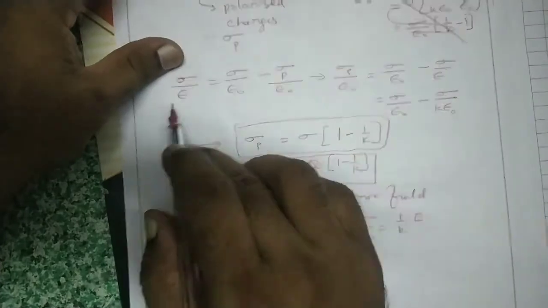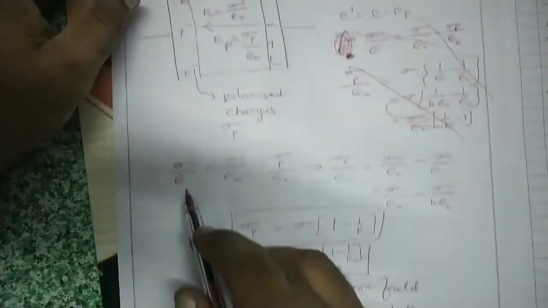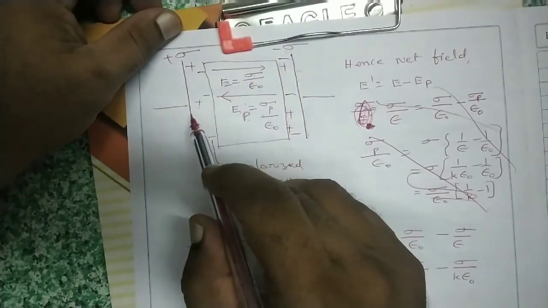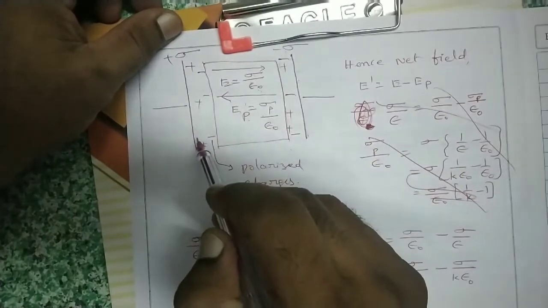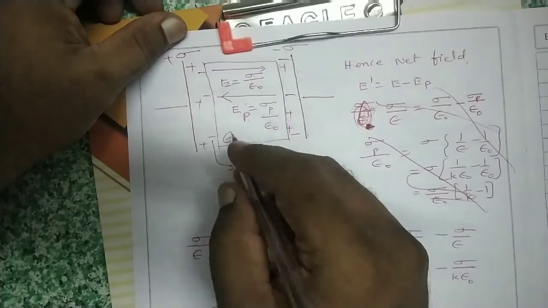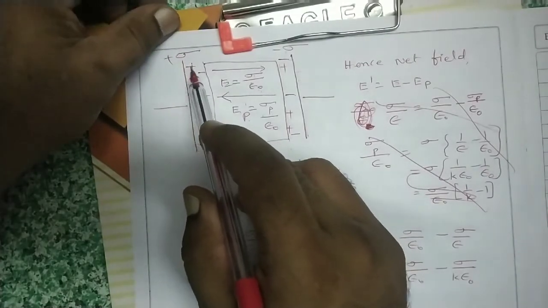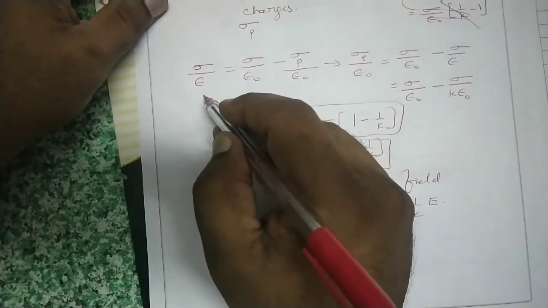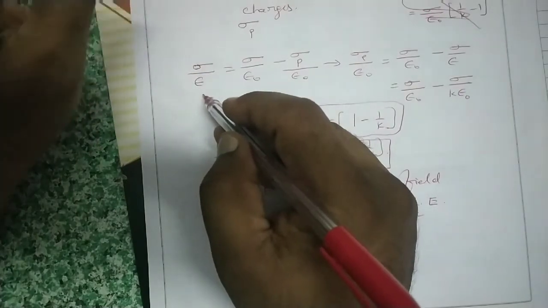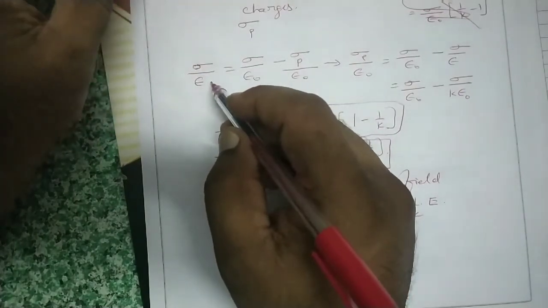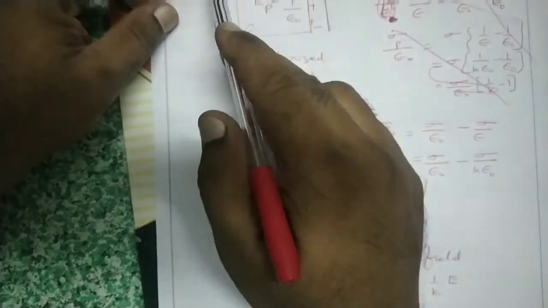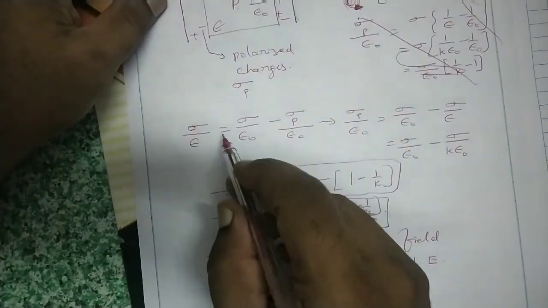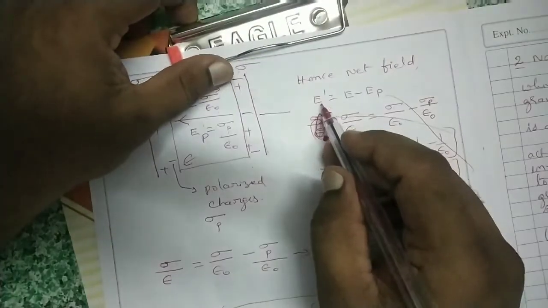Net field we can call sigma by epsilon, because if you don't observe this dielectric medium as polarized, simply we can treat between the two capacitor plates, the medium is filled with dielectric medium whose permittivity is epsilon. So the capacitor plates are having charges, the charge density is sigma. So medium is epsilon. That's why net electric field should be sigma by epsilon. So without seeing polarization effect, if we see medium only has changed, then medium is now having permittivity epsilon and charge density on the capacitor plate is sigma. That's why net electric field E dash should be sigma by epsilon.